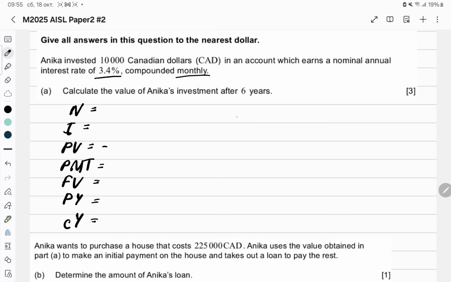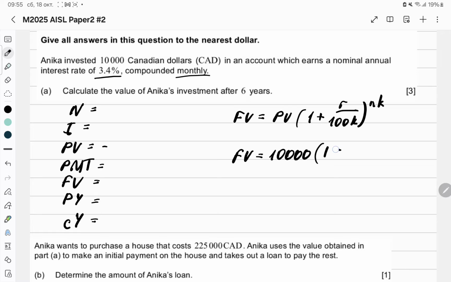First, we can use the formula booklet, formula of future value. So you can take this formula from the formula booklet. And now let's plug in everything we have for this question. So present value is 10,000, right? $10,000. 1 plus interest rate. So R is interest rate. So it is 3.4.